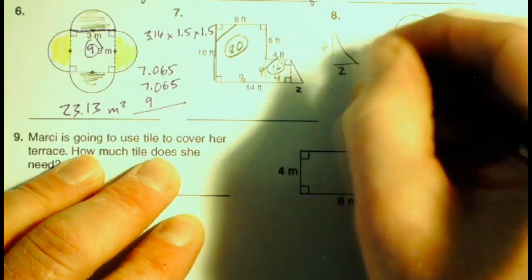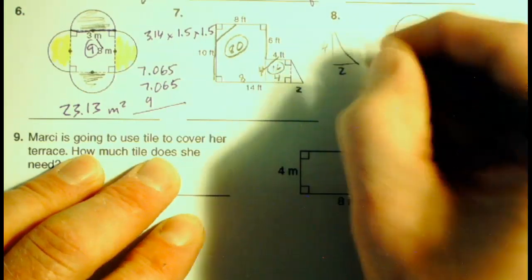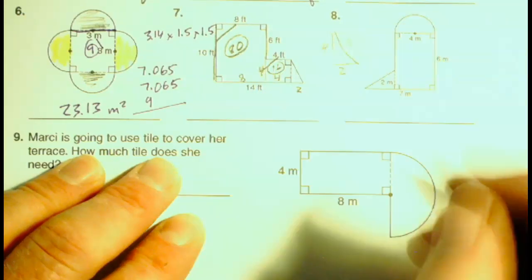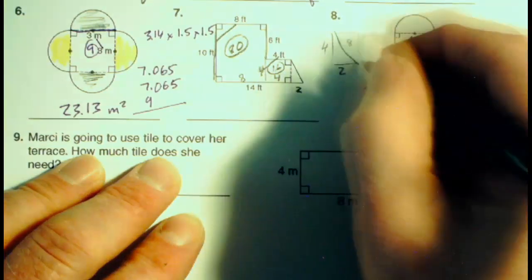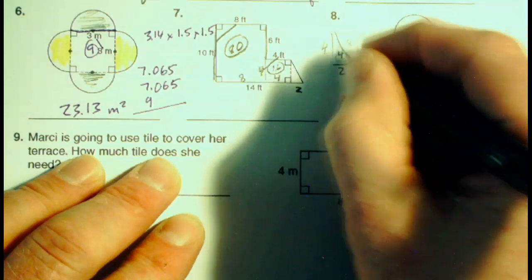So 4 times 2 would give me a total of 8. But I have to divide that by 2 because I just found the area of that rectangle. The actual area of the triangle is 4.